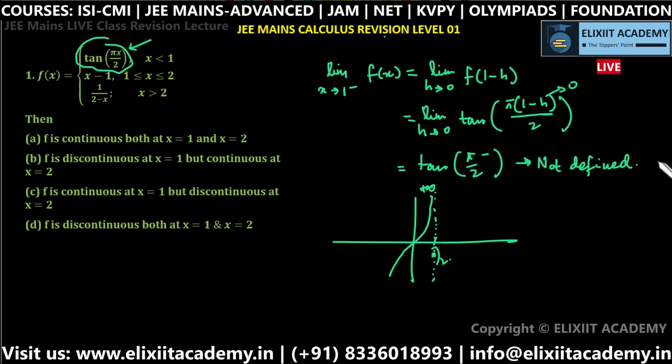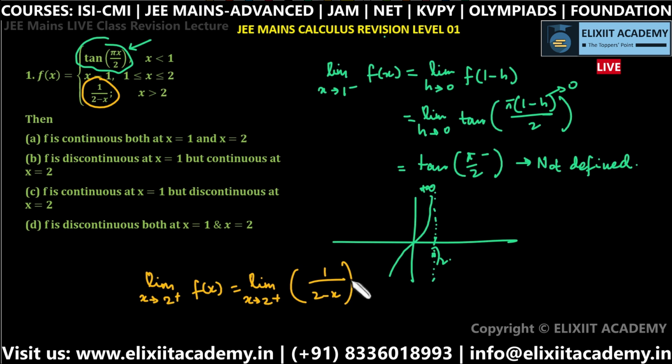Now regarding x equals 2, if you check the continuity at x equals 2 directly from here, limit x tends to 2 plus, suppose the right hand limit at x equals 2. Similarly, if you consider the right hand limit, which means you are going to consider this branch, 1 upon 2 minus x, which means limit x tends to 2 plus f(x). I'm going to check the right hand limit at x equals 2. In this case, if you observe, limit x tends to 2 plus of 1 upon 2 minus x. So this is the branch we are going to consider.